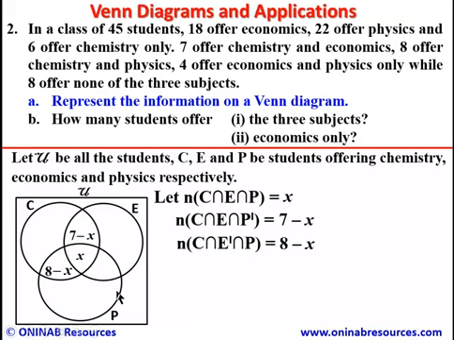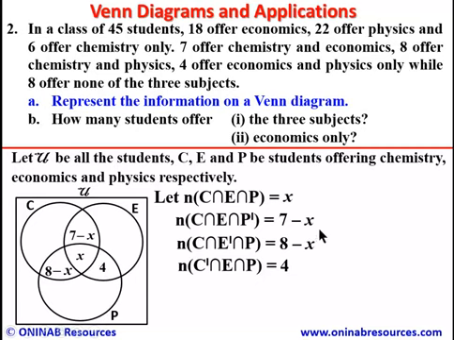And now the number of students offering economics and physics only, that's going to be n of C prime intersection E intersection P. C prime, so C is not part of this. It is only E and P only. So first, offer economics and physics only. Since it is only, we don't need to subtract those students offering the 3 subjects. So we just have it as 4, and the region is here.